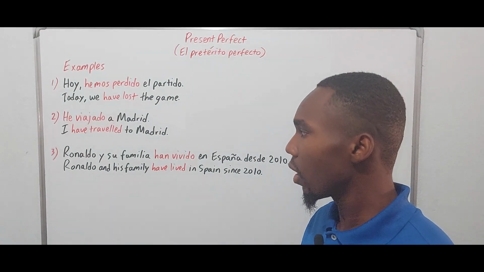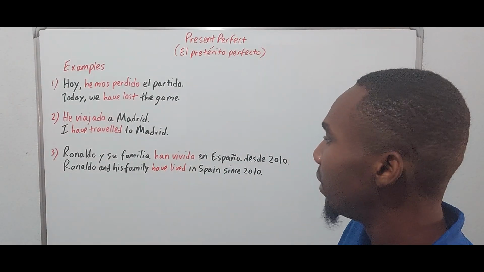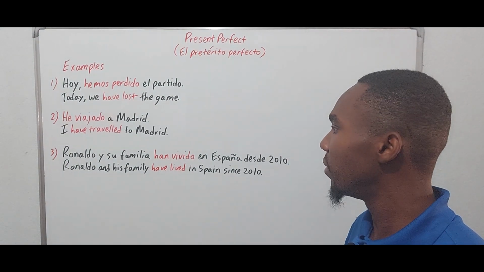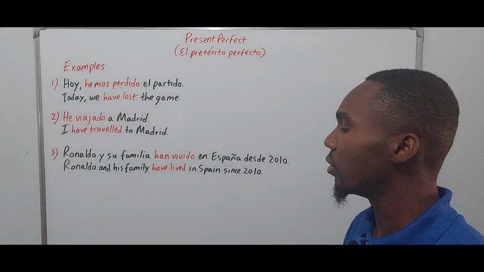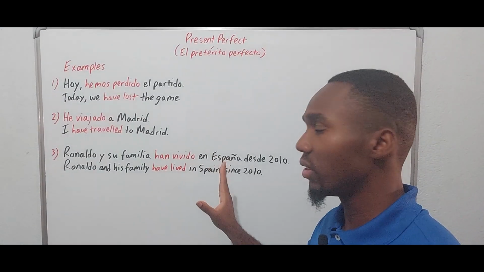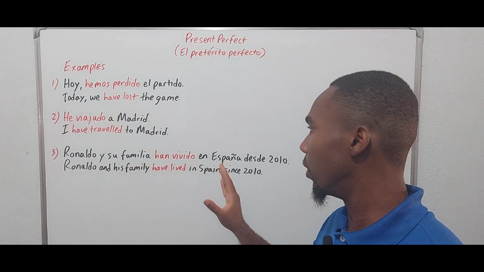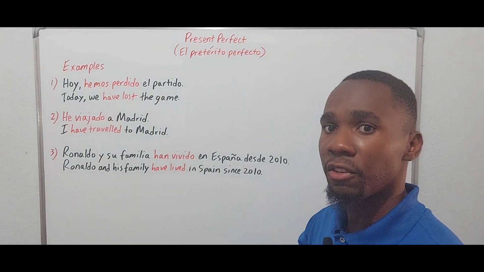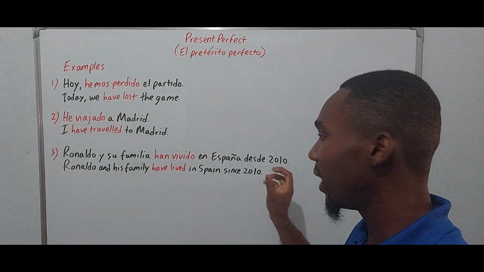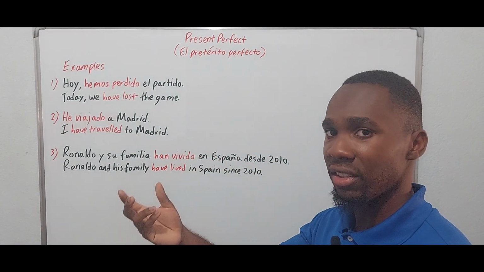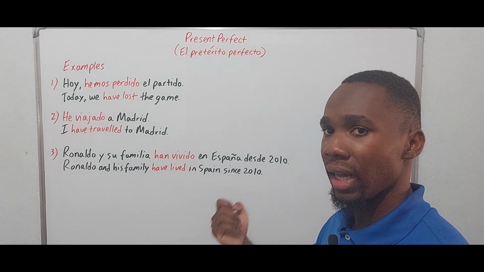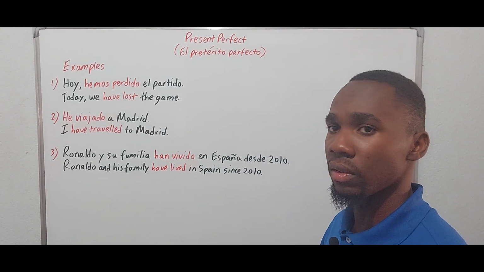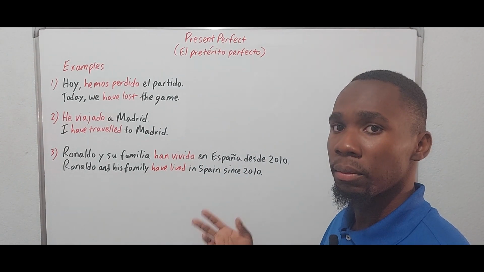3. Ronaldo y su familia han vivido en España desde 2010. Ronaldo and his family have lived in Spain since 2010, okay? So this is an example of an event that took place in the past continuing into the present. So they lived in Spain, that's the event. They've been living in Spain since 2010. And from that time on, they have been living in Spain. So it's a continuous action. So we could also use the continuous form.